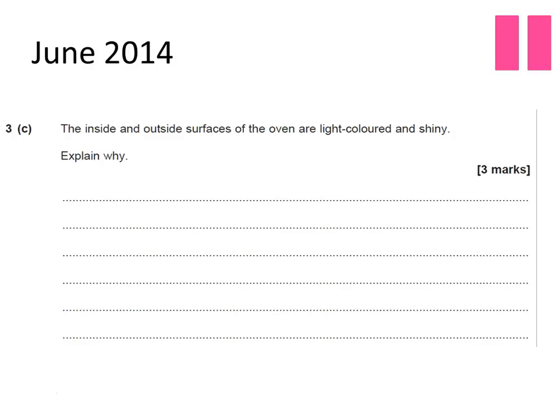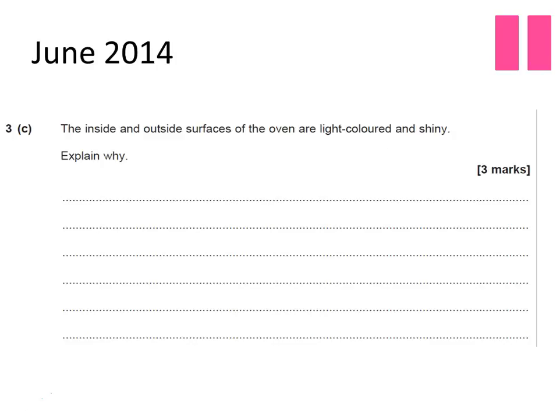And the flip side of that, in June 2014, they talked about an oven and biscuits being baked in an oven. Pause it if you wanted to attempt it. It says inside and outside surfaces of the oven are light coloured and shiny. Explain why.